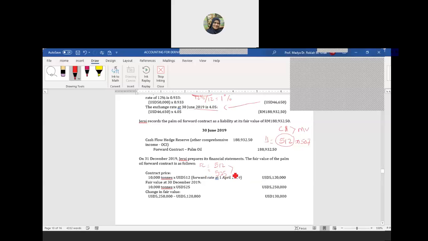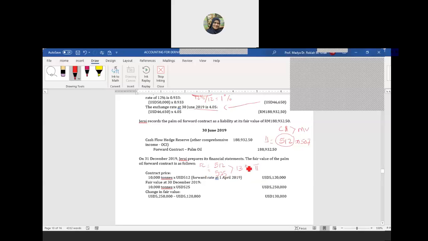Okay, how much is the difference that you have here? The difference that you have here is 525 minus 512, so you have a difference of 13. 13 here is an increase in value. So an increase in the value here means that you're going to have a profit.